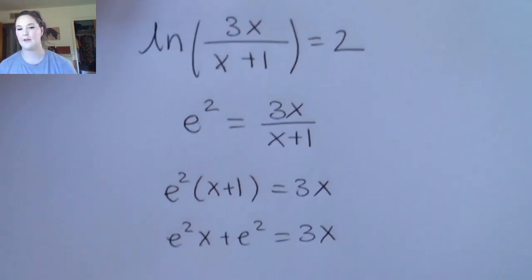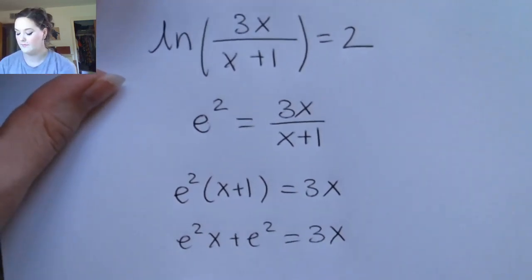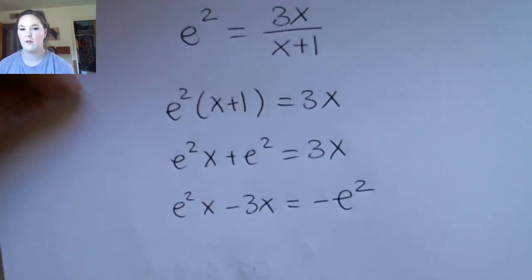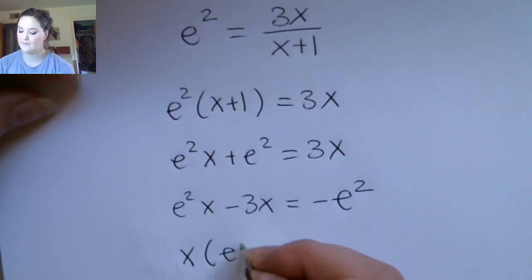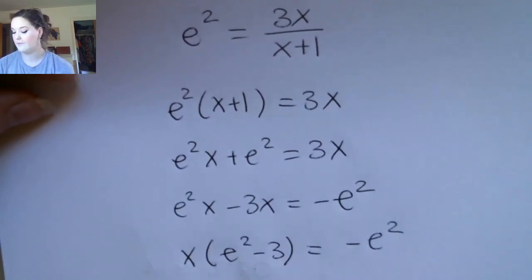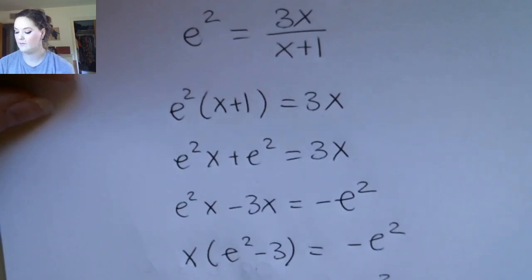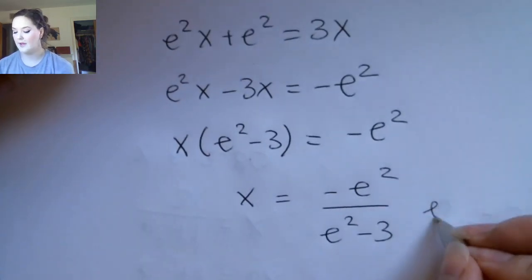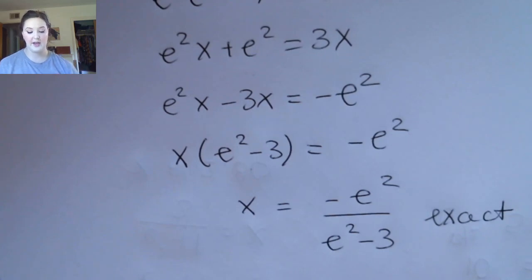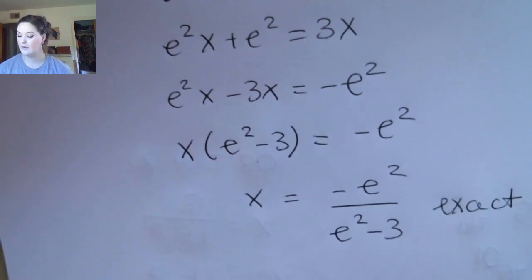I'm going to gather all my x terms on the left here and move everything else to the right. Then I'm going to factor out my x. So this would be my exact answer. If you wanted an approximate answer, you could certainly plug this into a calculator, and I promise you it would just give you a numerical value. All right, let's see one more that's like this, where we have to use the log properties.